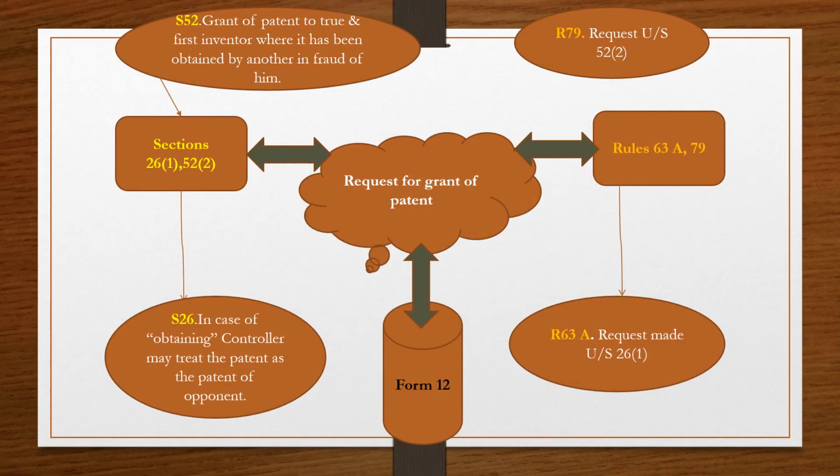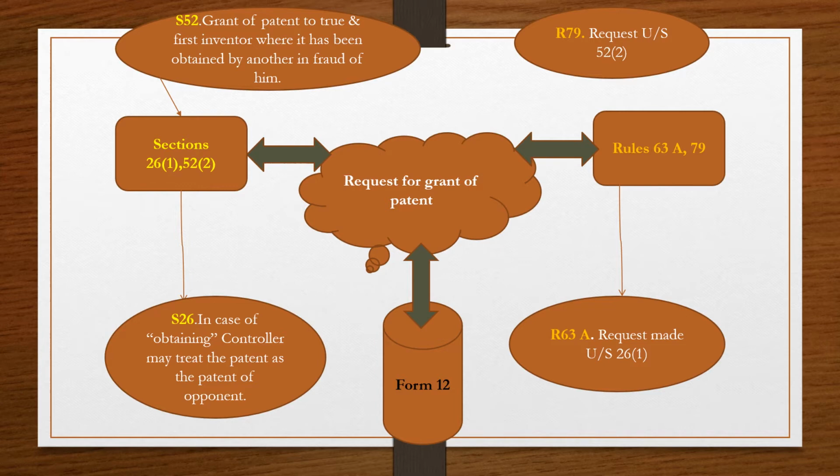So the next form is form 12. The title is request for grant of patent. Here the related sections are 26 and 52, and related rules are 63A and rule 79. So what are these sections? Section 26 subsection 1 and section 52 subsection 2. So the section is section 26.